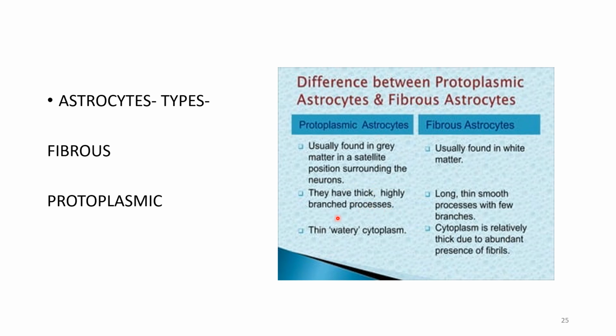Whereas protoplasmic astrocytes are usually found in the gray matter in a satellite position surrounding the neurons. And they have thick, highly branched processes and thin watery cytoplasm. So these are the differences between the fibrous astrocytes, which are found in the white matter, and the protoplasmic astrocytes, which are usually found in the gray matter.